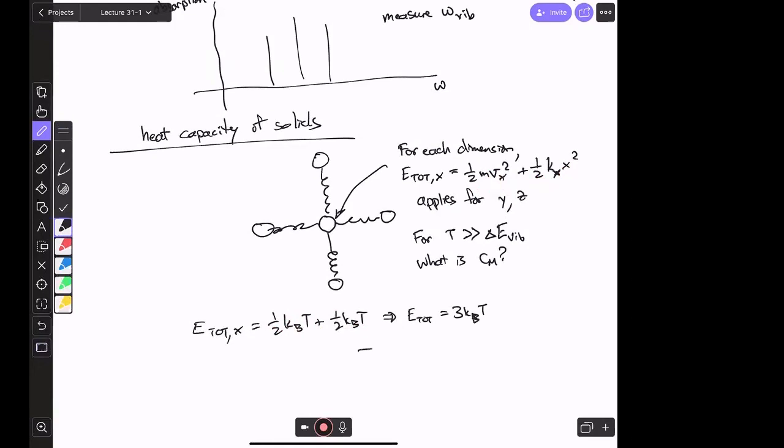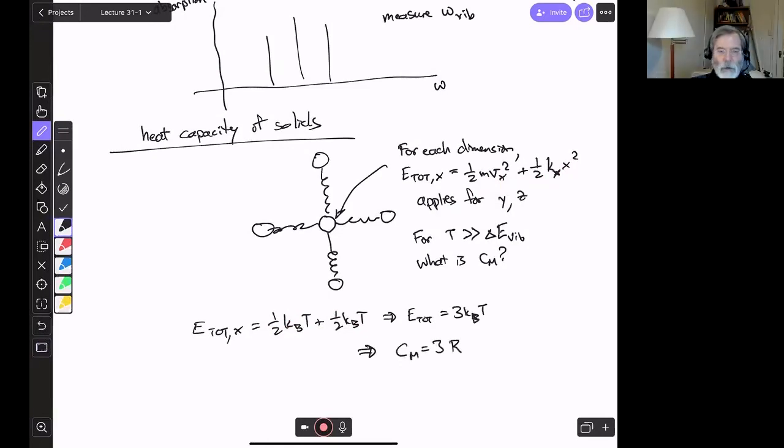Good. And then you'll get C_m to equal 3R. So C_m equals 3R. So again, this is a very bold prediction we're making. No matter what the solid is, if you're at high temperature, its heat capacity is 3R. And again, it is borne out pretty well by experiments. Not as perfect a match as it is for the gases, but it's pretty darn good.